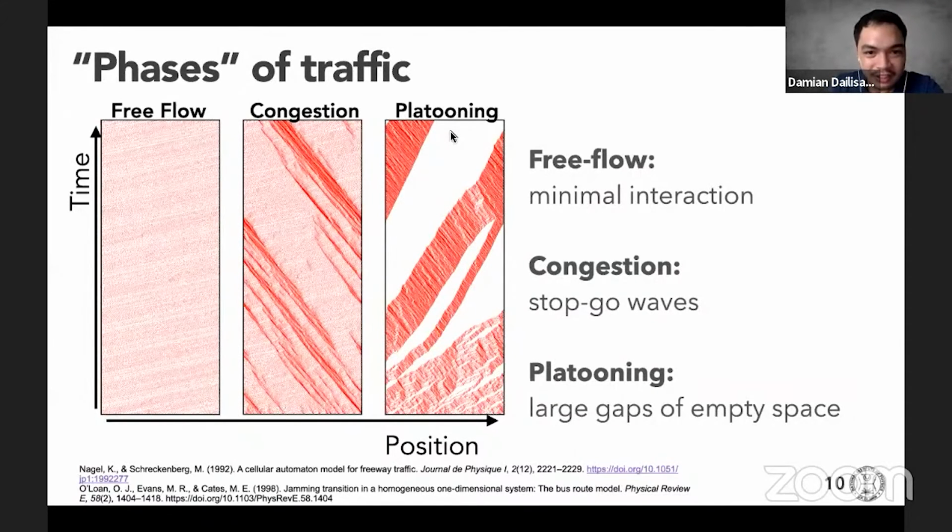So the question is, what values of parameters would result in these phases of traffic? So let's backtrack a bit and go back to the phases that we observe in the Nagel-Schreckenberg model.